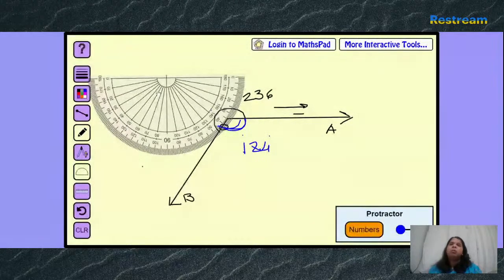But a normal compass set or normal geometry set will always contain a half D. This is called a half protractor or a D. So you have to learn how to use it in order to find a reflex angle. Now let's go back to our board.